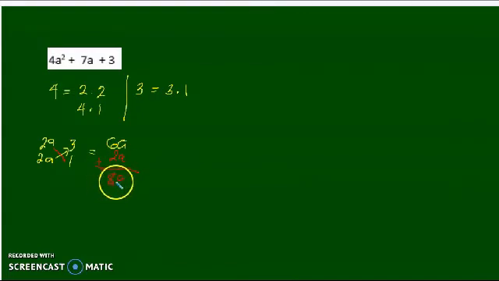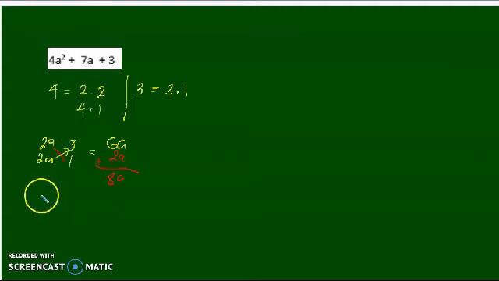If the sum is equal to the middle term of the trinomial, then these are the correct factors. But in this case, 8a is not equal to 7a. What does it mean? Meaning, these are not the correct combinations. So let's try another combination.